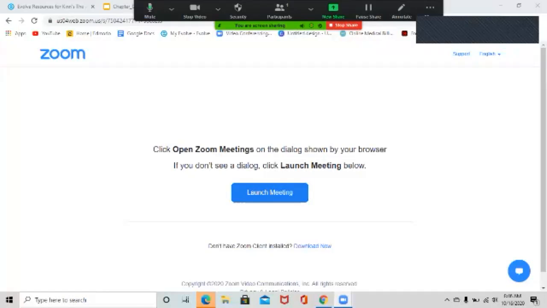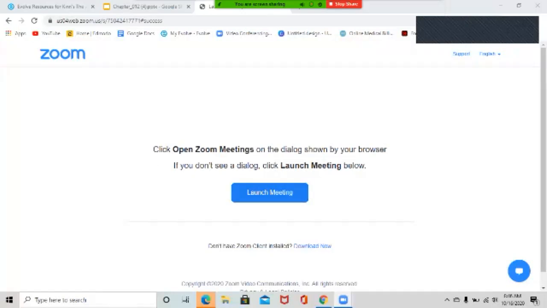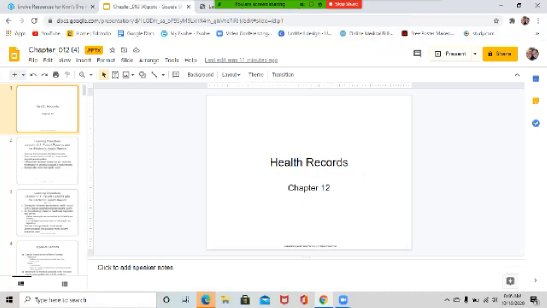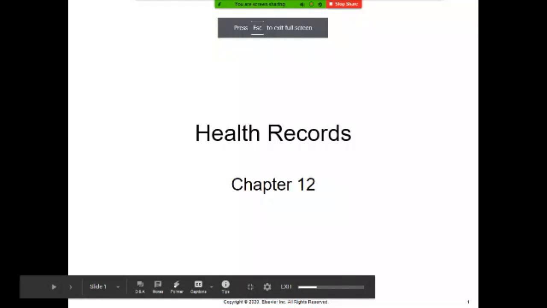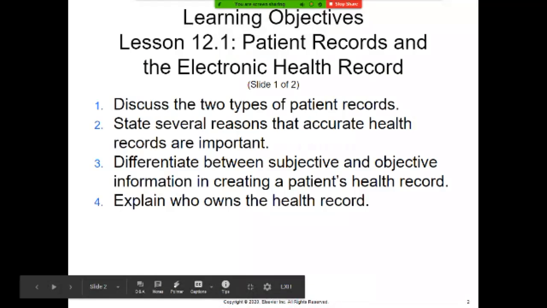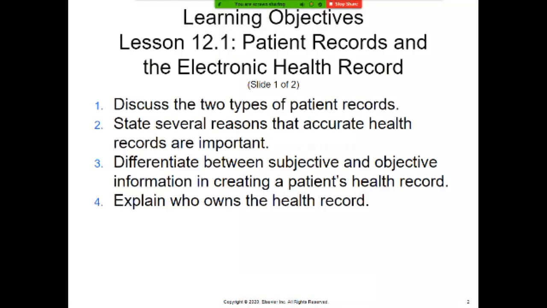I'm going to share our screen. Now keep in mind, I'm going to be reading some notes for some of the slides, so I may not be reading the slide exactly. So Healthcare Records, Chapter 12. These are the objectives we're going to be discussing.